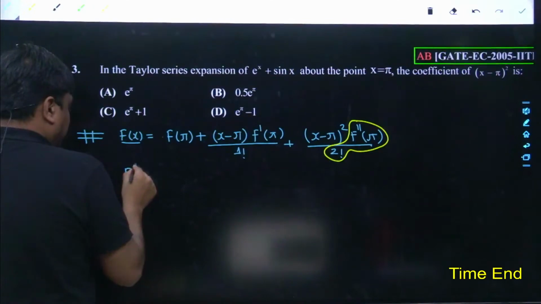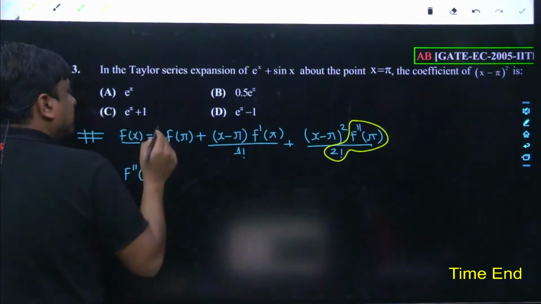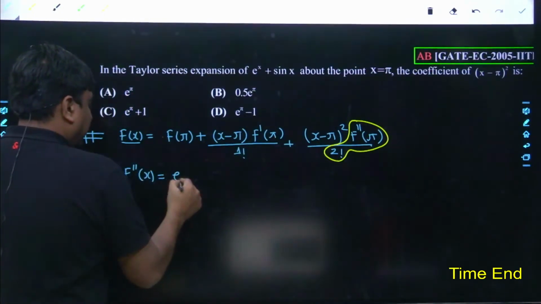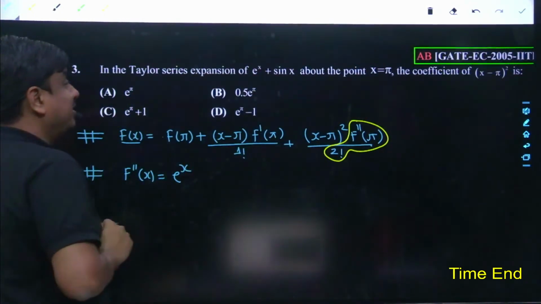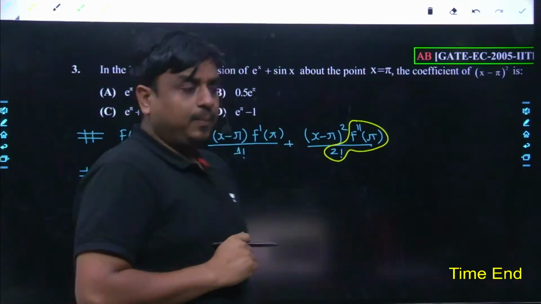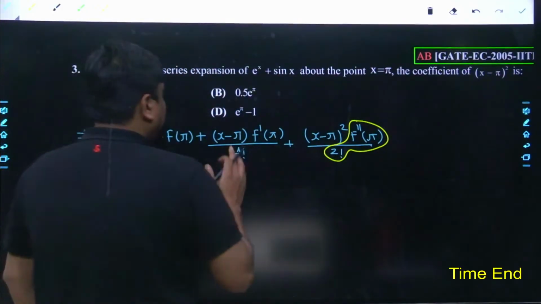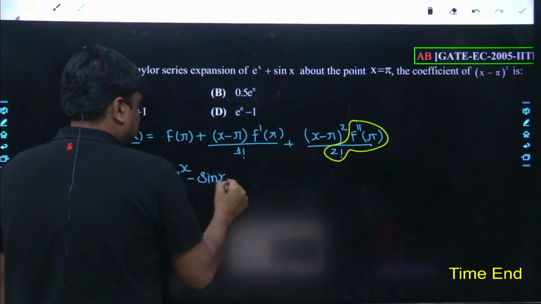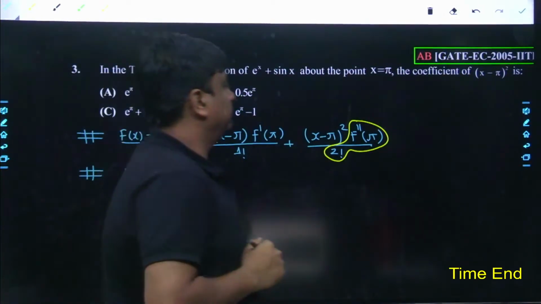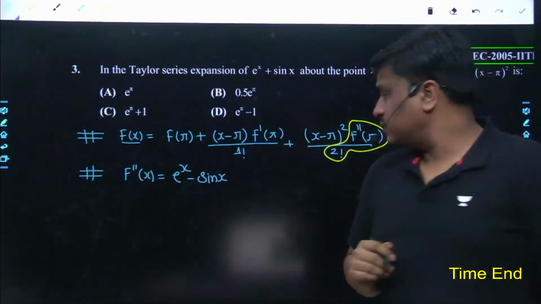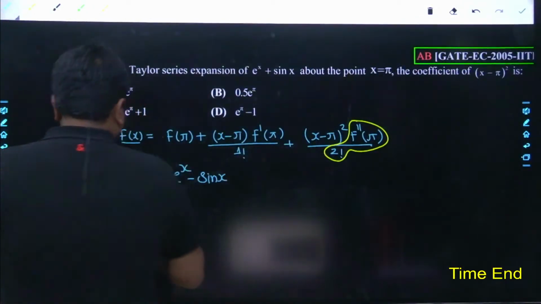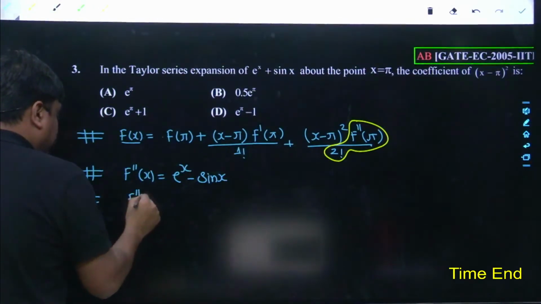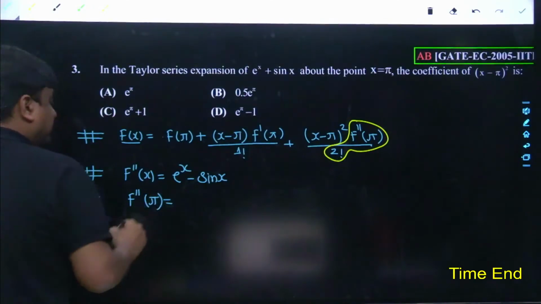Let me do so. Here, the first derivative of e to the power of x is e to the power of x, and even the successive differentiation would always lead to e to the power of x only. The differentiation of sine of x is cos of x, and again it is minus sine of x. Agreed? Yes, sir. And now f double dash is known. We had to find this double derivative at x is equal to pi actually.